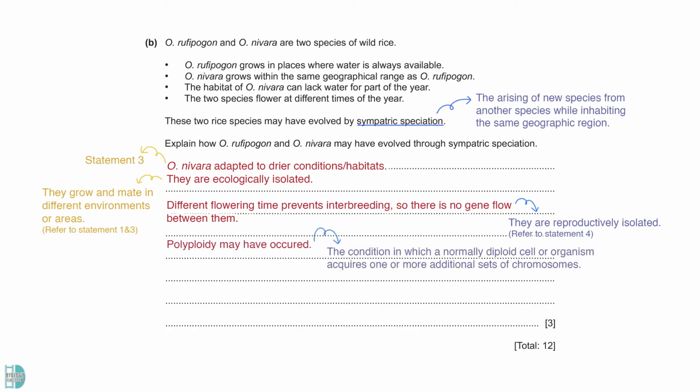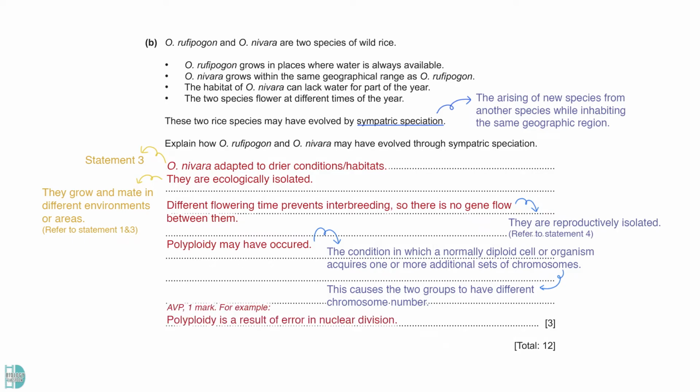Polyploidy may have occurred. It is the condition in which a normally diploid cell or organism acquires one or more additional sets of chromosomes. When the chromosome numbers are different, they can't breed with each other. There is a mark for AVP. For example, you can say that polyploidy may be a result of an error in nuclear division.